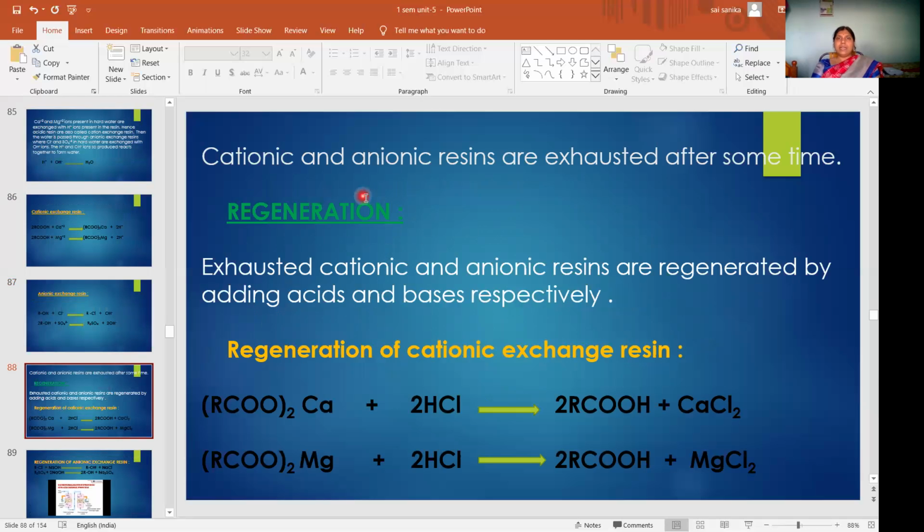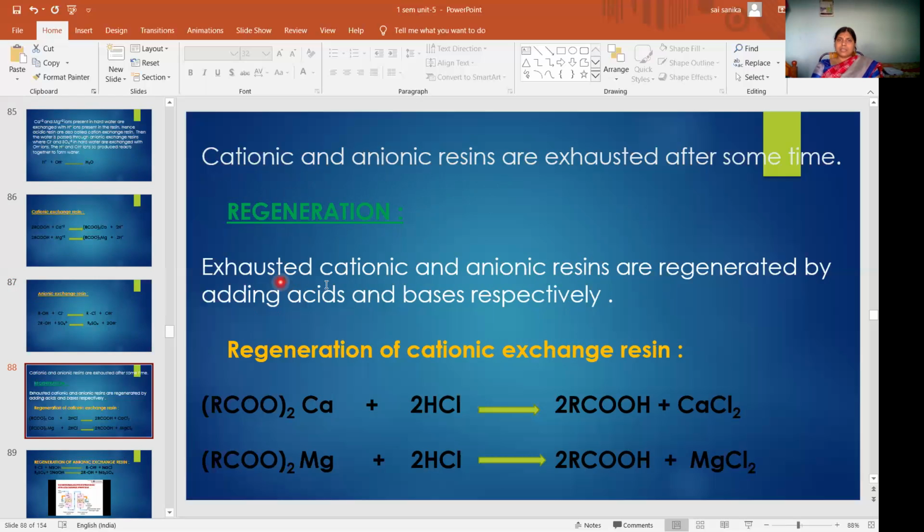Then the cationic and anionic resins are exhausted after some time. If you continue this process continuously for 24 hours, what happens? The cationic and anionic resins are exhausted. That means there are no H plus ions and OH minus ions to give. When they are exhausted, again we can regenerate them, same as zeolite. There also, after exhausting zeolite, we regenerate zeolite. Here also we can regenerate cationic and anionic resins.